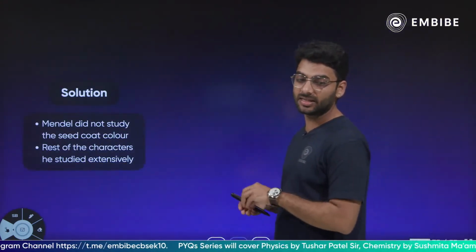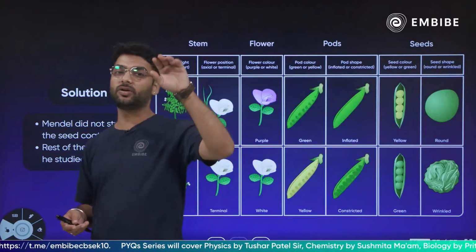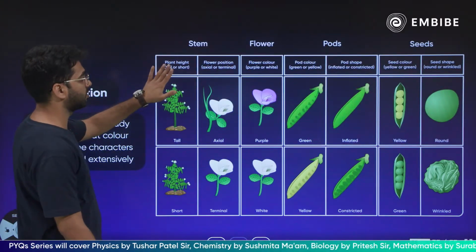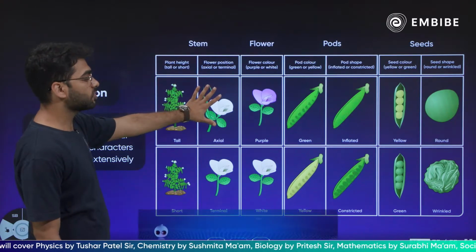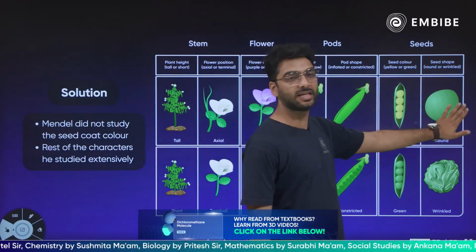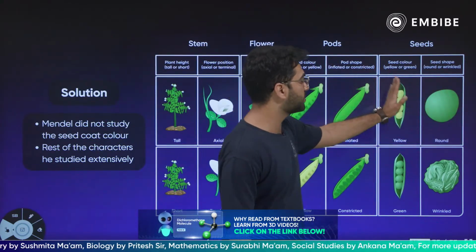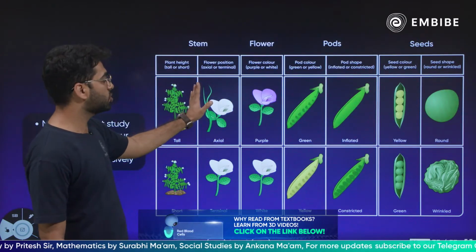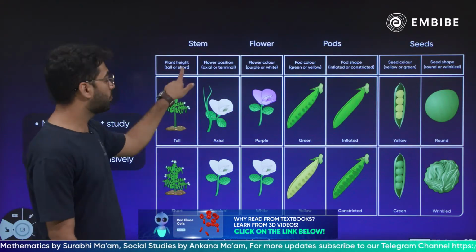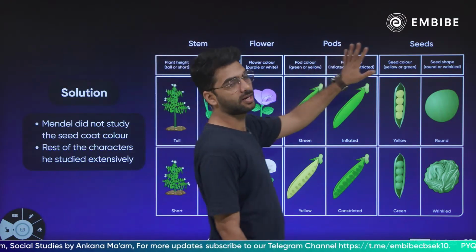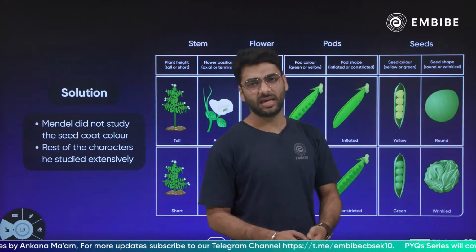So what were the 7 pairs of contrasting characters that Mendel studied? See, these were the 7 pairs: plant height, flower position, flower color, pod color, pod shape, seed color, seed shape. तो plant की height, flower का color, flower का position, pod का color, pod का shape, seed का color, seed का shape. Easy, right?